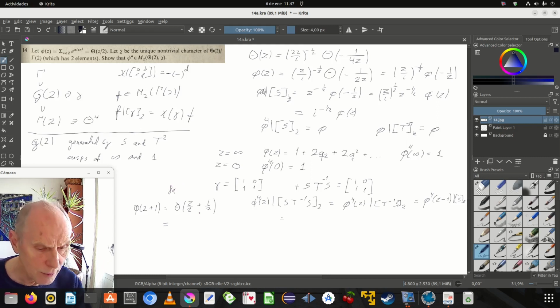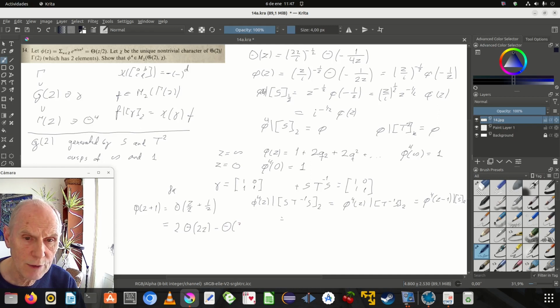It equals 2 times theta of 4 times z, that's 2z, minus theta of z halves. And that's 2 theta of 4z minus minuscule phi of z.